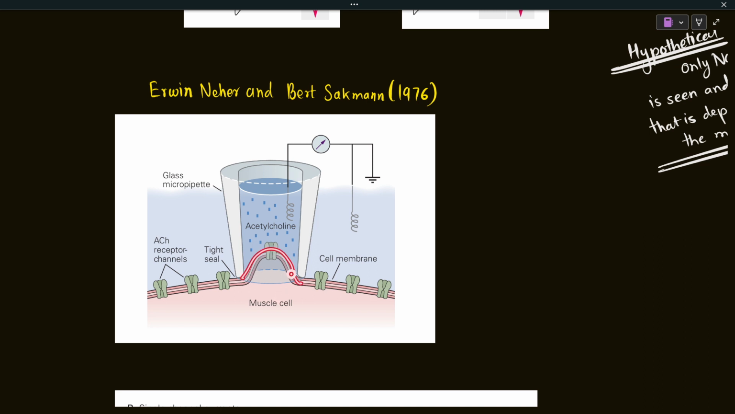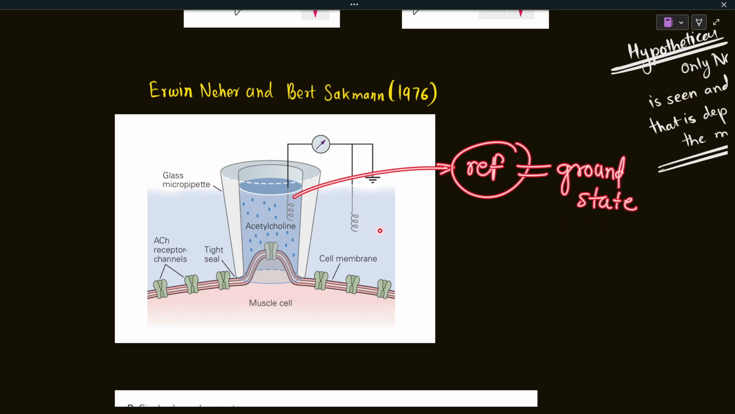When they did this patch, this glass micropipette had some solution in it. In this case, there was a salt solution. This is referred to as the reference or ground state.